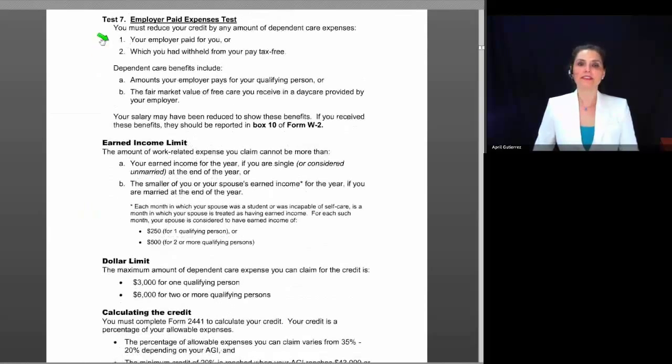And the final test is test number 7. It's called the employer paid expenses test. You must reduce your credit by any amount of dependent care expenses that your employer paid for you or which you had withheld from your pay tax-free. And dependent care benefits include amounts that your employer pays for your qualifying person or the fair market value of free care you receive in a daycare provided by your employer. Your salary may have been reduced to show these benefits, and if you receive these benefits, they should be reported in Box 10 of Form W-2.